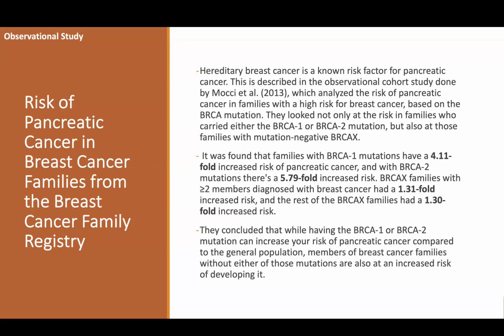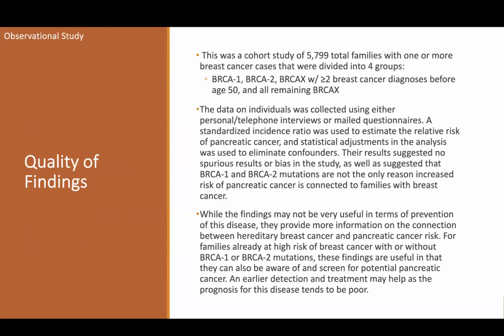And BRCAX families with two or more members diagnosed with breast cancer before the age of 50 had a 1.31-fold increased risk, and the rest of the BRCAX families had a 1.30-fold increased risk. And this study concluded that while having the BRCA1 or BRCA2 mutation can increase your risk of pancreatic cancer compared to the general population, members of breast cancer families who have hereditary breast cancer without either of these mutations are also at an increased risk of developing it compared to the general population.